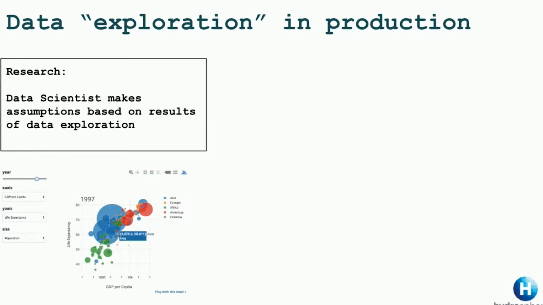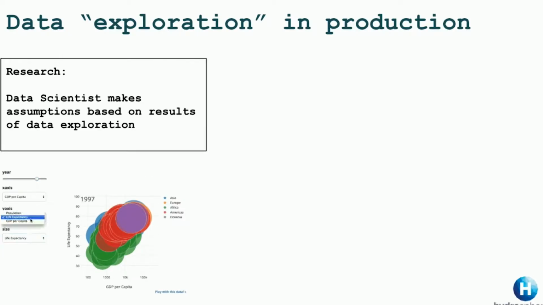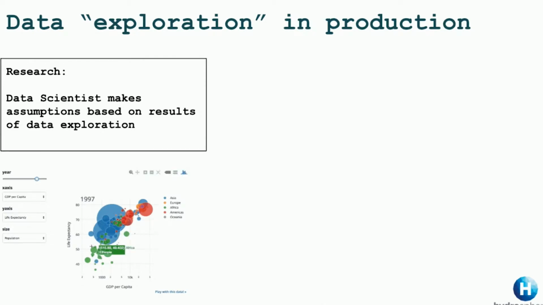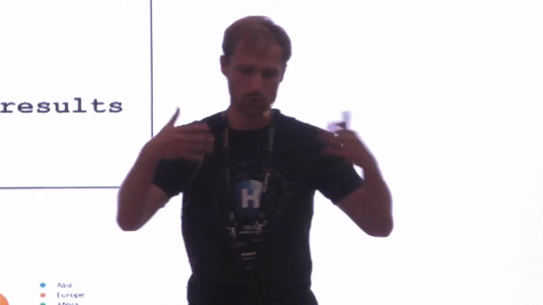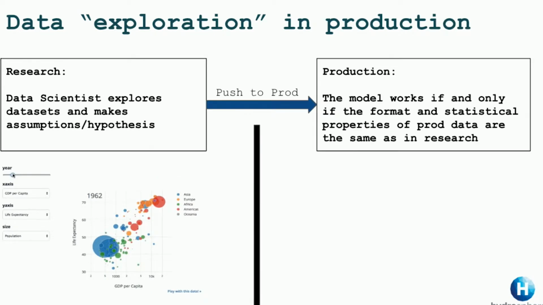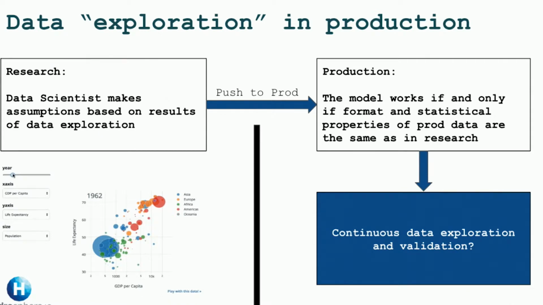So, let's start designing that system together. When a data scientist builds and trains the model, they make some assumptions about the properties and features of the data they work with. And when we push it to production, the model works if and only if the statistical properties of your training data are the same as in production. It's pretty obvious and I guess clear for everybody. And so as a result, we need to continuously explore data in production, or continuously build a data profile in production, and compare it with the data sets that we used to train our model.